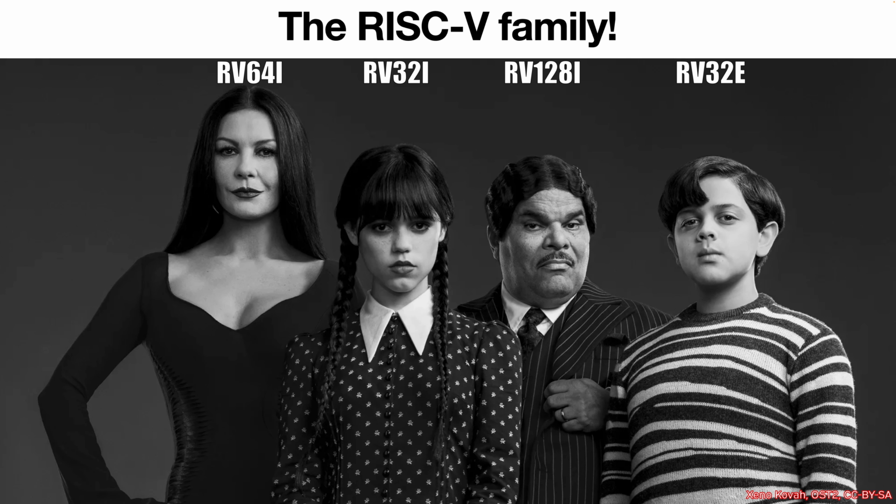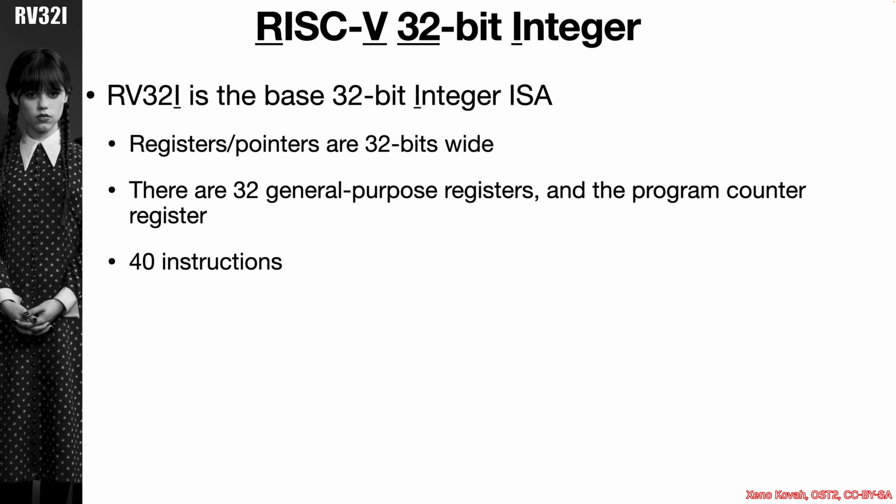The ISA family. So here we go. We've got the RV64I, 64-bit integer, RV32I, 32-bit integer, RV128I, 128-bit integer, and RV32E, 32-bit embedded. So let's learn more about each of them.